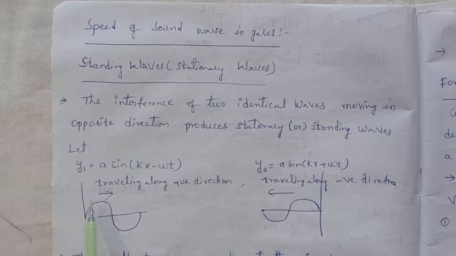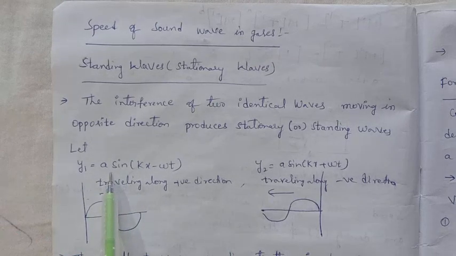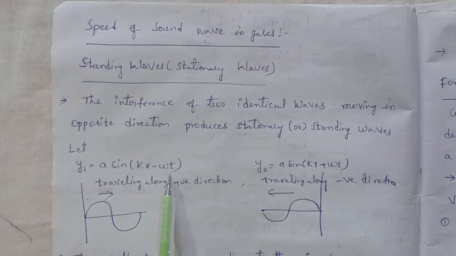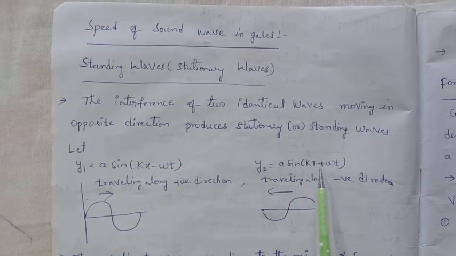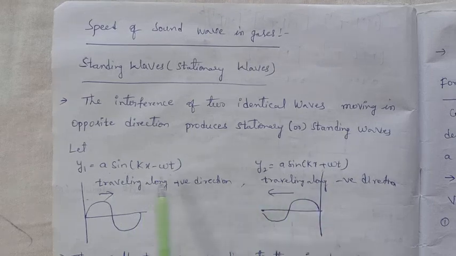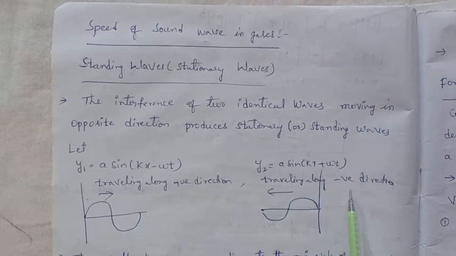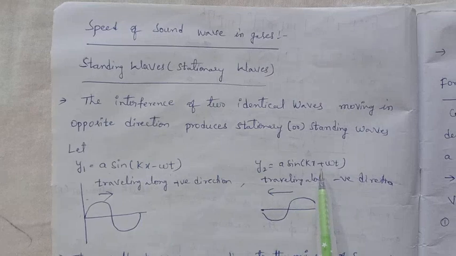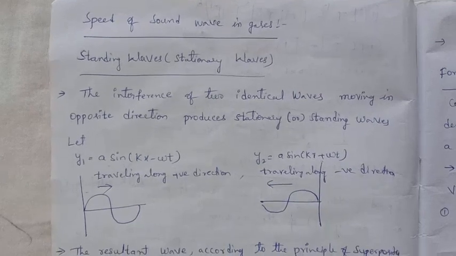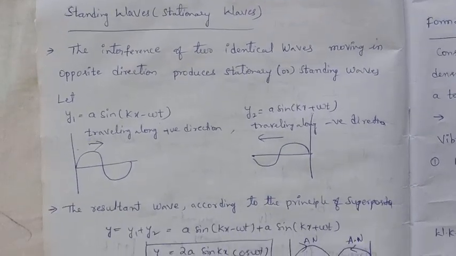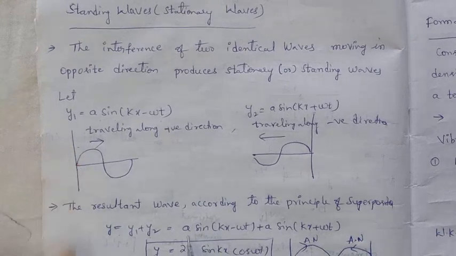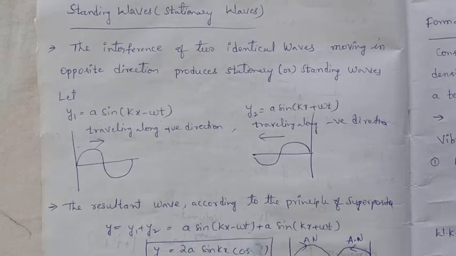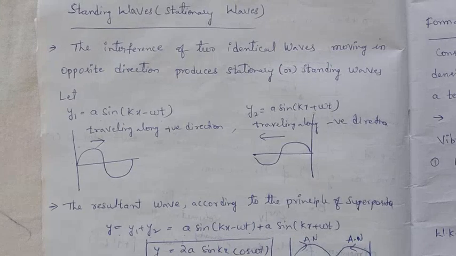If it is moving in the positive direction, y1 is equal to a sin(kx minus omega t), and y2 is equal to a sin(kx plus omega t). For y2 I will take plus here, because along this direction it is the opposite direction, that's why I will take the positive. According to the superposition principle, the resultant displacement y is equal to y1 plus y2, so a sin(kx minus omega t) plus a sin(kx plus omega t).